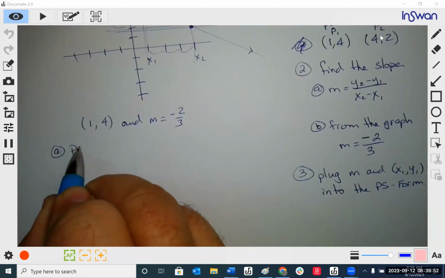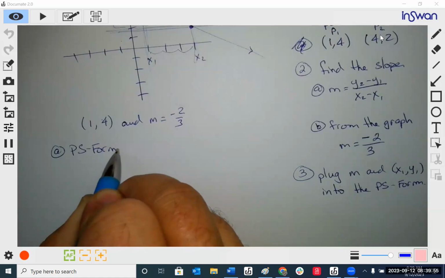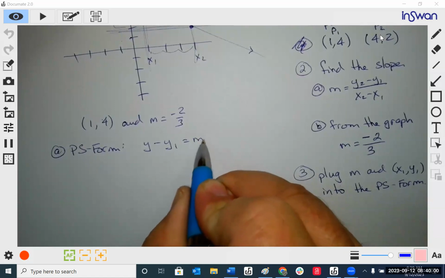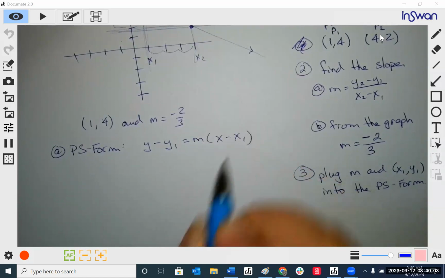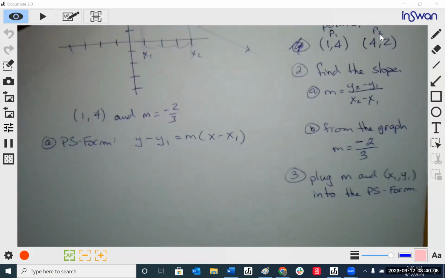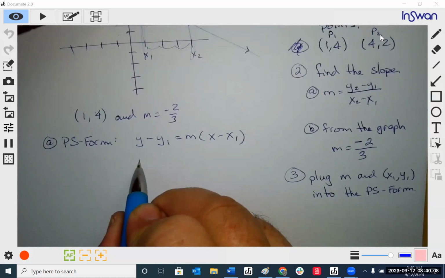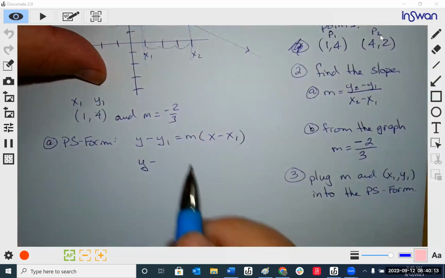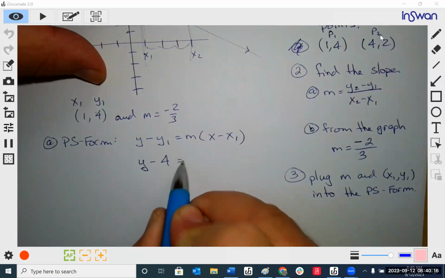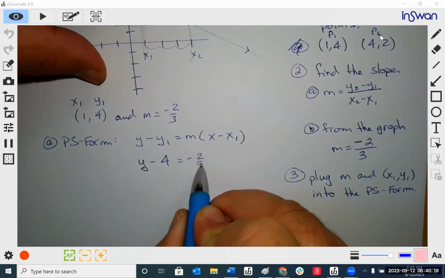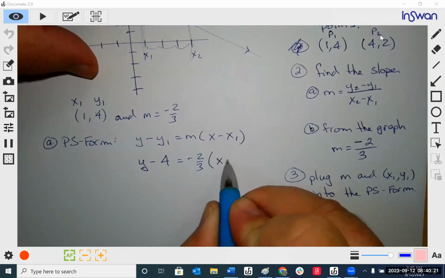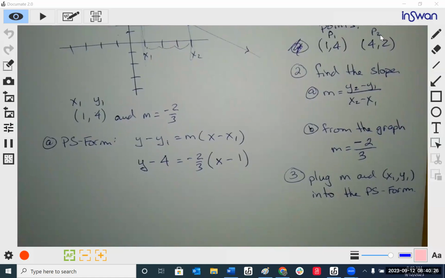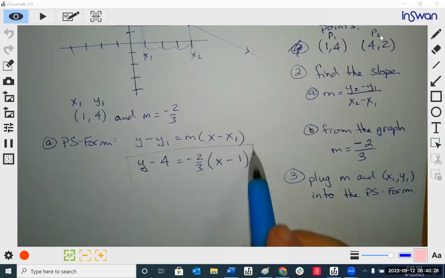So the point slope form. That's y minus y1 equals m times x minus x1. This is x1, this is y1, so it's y minus 4 equals -2/3 times x minus x1, which is 1. And there's the first form. There's our first answer.